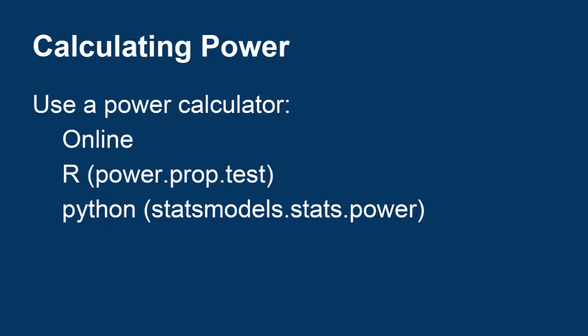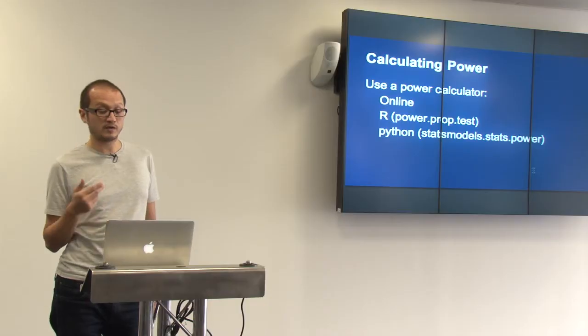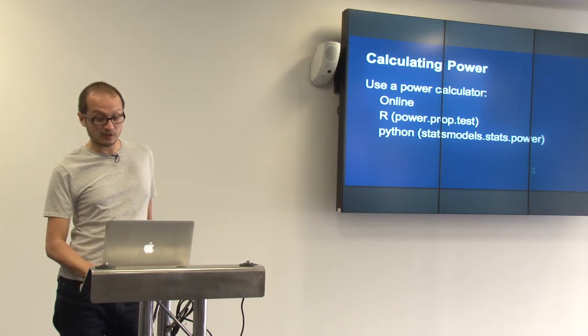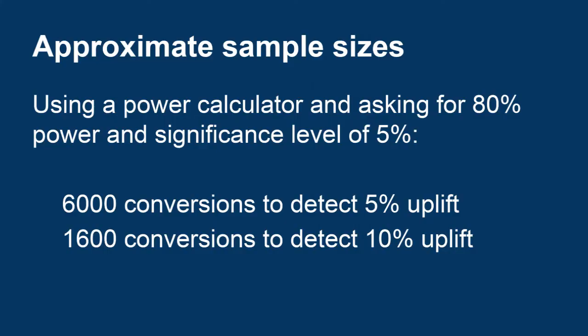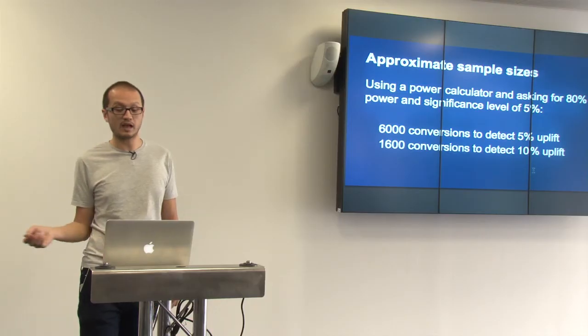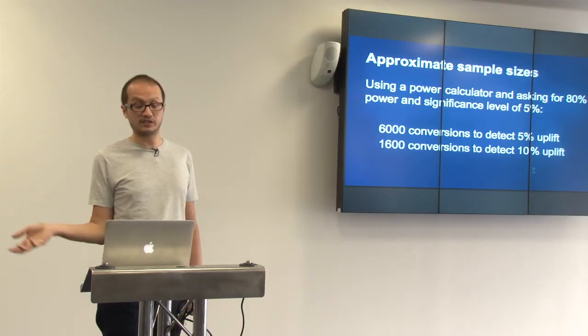But calculate power using either an online calculator, using R, or using Python libraries. When you calculate the power, I would suggest that you ask for 80% power. That's very typical, and use a significance level of 5%. Or you can just forget all of that and just use this rule of thumb.